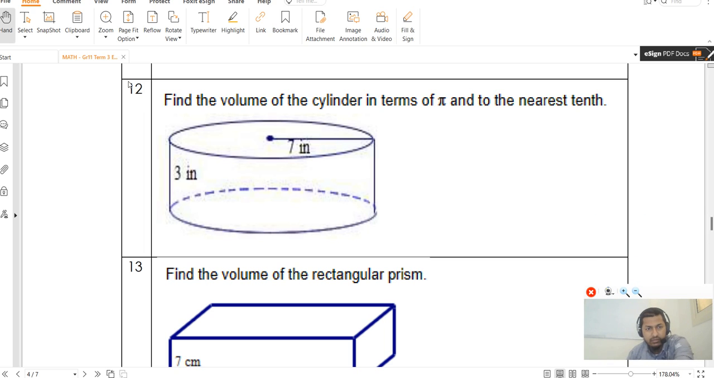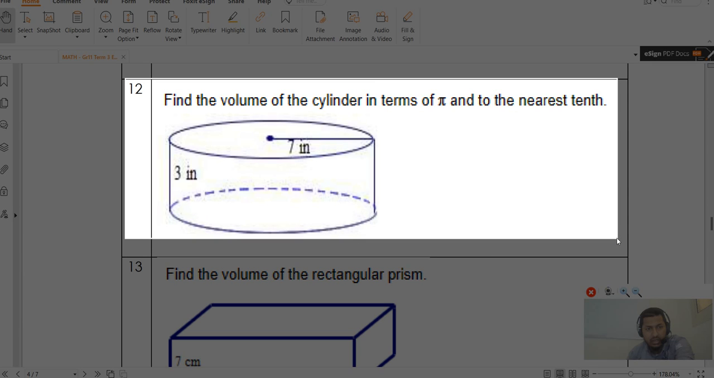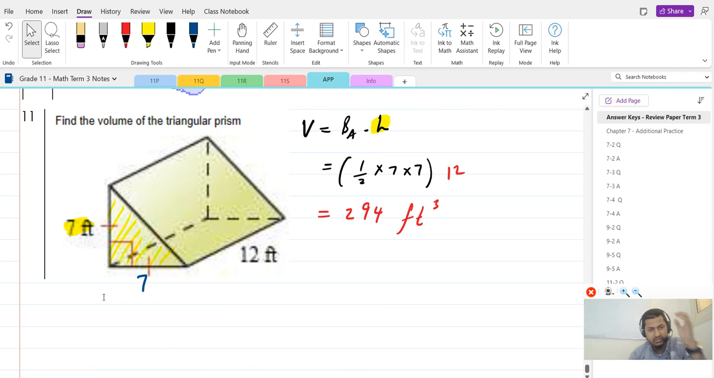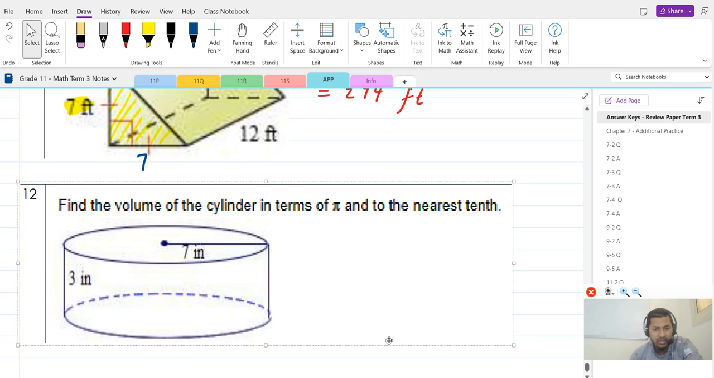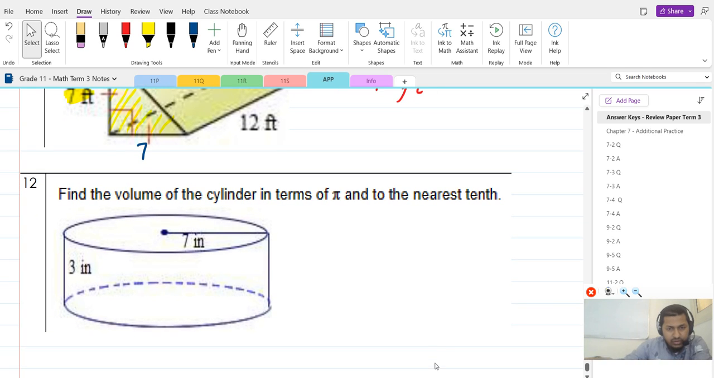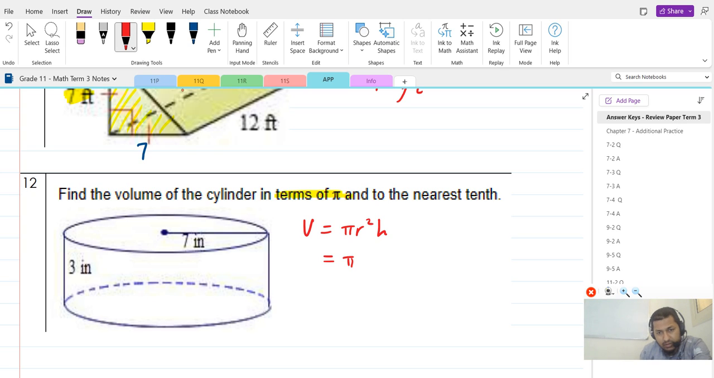Number 12. We want to find the volume of the cylinder. Easy peasy problem. Volume of cylinder, we just did one in number 10. Volume of cylinder is pi r squared times height. In terms of pi, make sure you know how to write it in terms of pi and to decimal places, like to the nearest tenth, nearest hundredth and stuff. So volume is pi r squared times height. Pi r squared. R is 7.